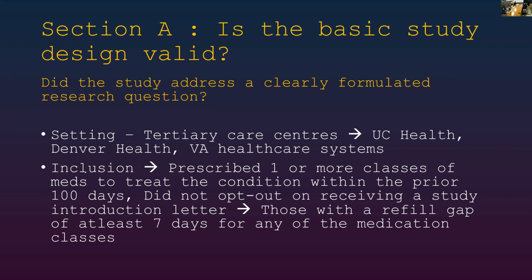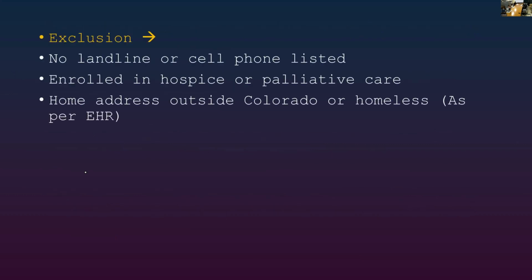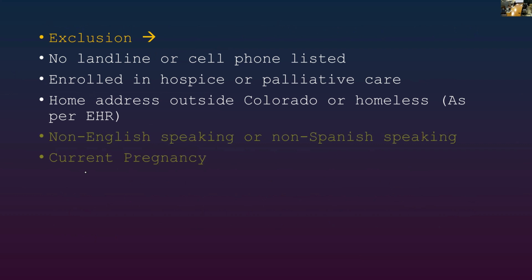If the trial worked in this population, probably it would work in the real life setting. But again, it may not be generalizable to a patient who is more compliant. So the exclusion criteria, again: those who didn't have a landline or cell phone listed, those who are enrolled in hospice or palliative care. Then next was home address outside Colorado. The fourth and fifth were those who are non-English speaking or non-Spanish speaking.